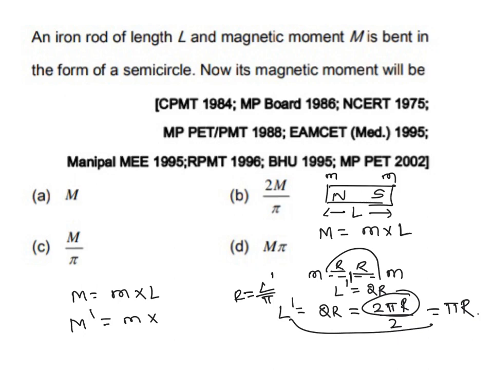So now this is L divided by pi. Therefore I can say that m into L is capital M, and M dash is m into 2L divided by pi. That's the reason why, as I said, L dash is 2 times r, so it is 2 times M by pi, 2M by pi. So option B is the right answer for this question.